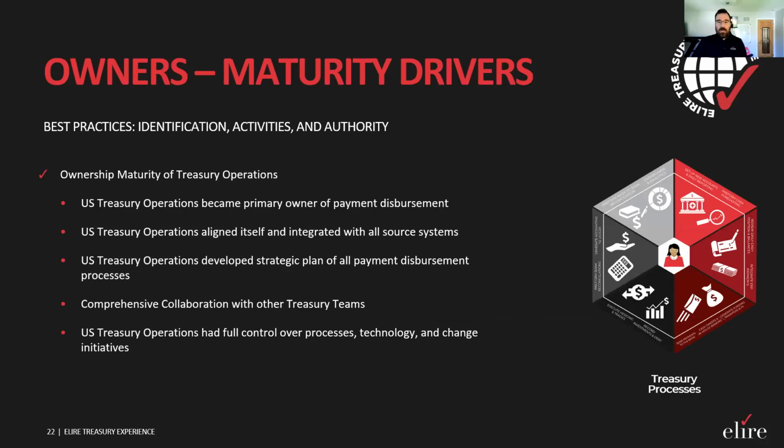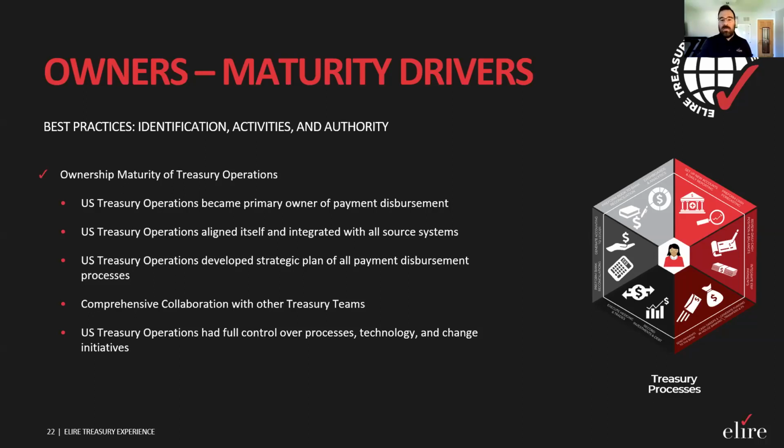And so what are the maturity drivers that we look at with owners? We need to have owners identified and aligned with activities and the level of authority for those business processes that those owners have. By doing this, in this engagement, we saw US Treasury operations become the primary owner of payment disbursements, align itself and integrate with other source systems, and develop strategic planning for all payment disbursement processes.